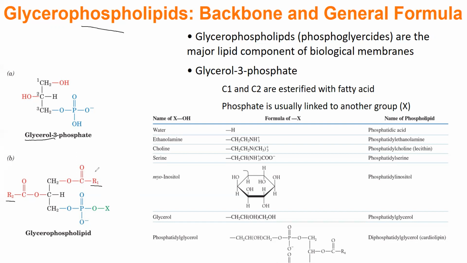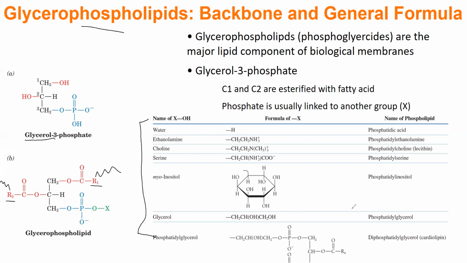These R groups are going to be our long carbon tails. This X group is going to be one of these elements. And based on what it is, it gets a different name, and it also has a slightly different function. So if that X is a hydrogen, that's phosphatidic acid. If it has an ethylamine, it's phosphatidylethanolamine. Choline, phosphatidylcholine, serine, phosphatidylserine, and so on and so forth. So it's usually phosphatidyl plus what's on it.